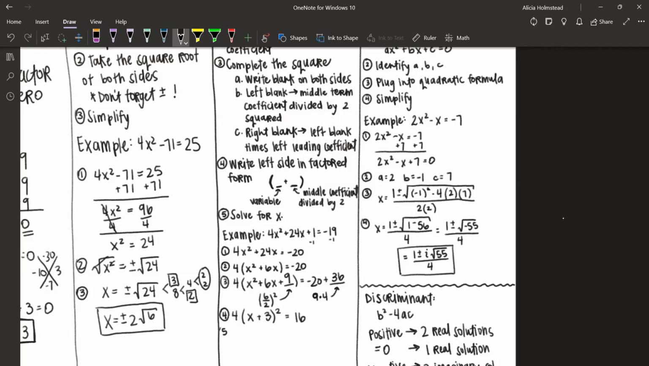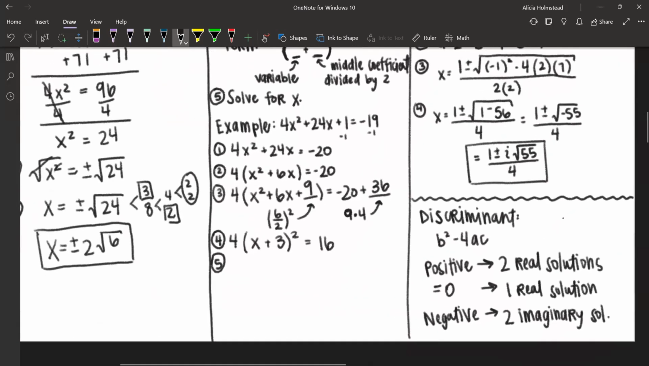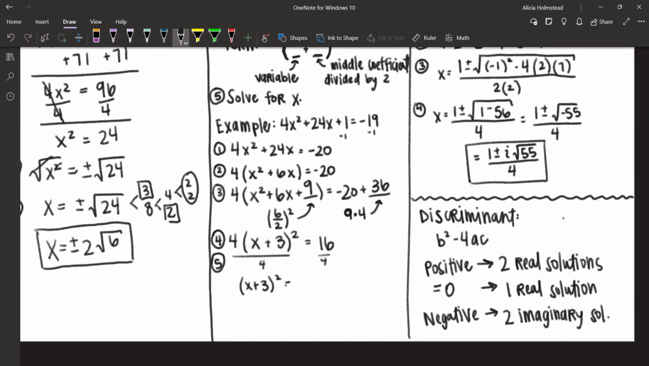Step 5 then is to solve for x. So to do that, we can divide by 4 on both sides. So we'll divide by 4, divide by 4. So we get x plus 3 squared equals 4. Once we're here, we can just go ahead and take the square root of both sides. Don't forget your plus and minus.